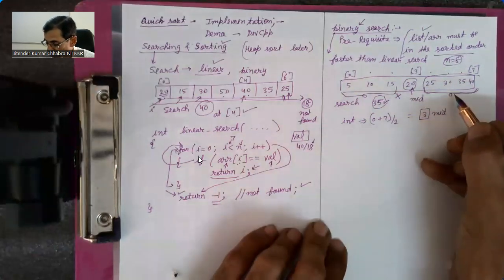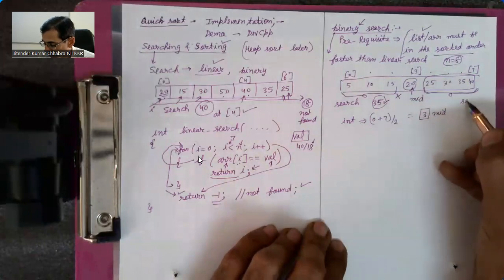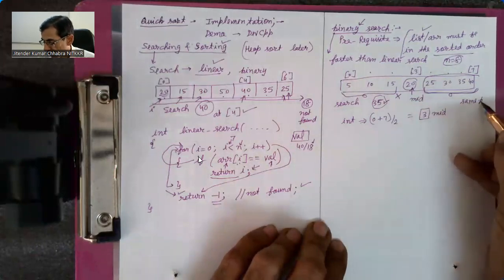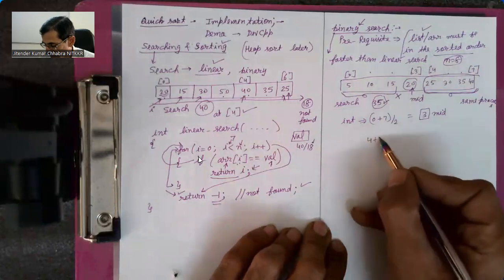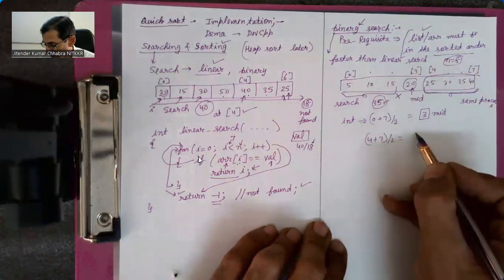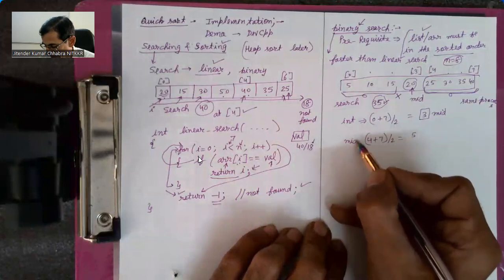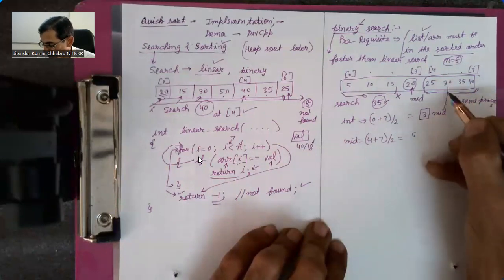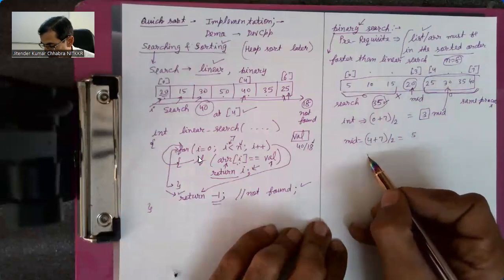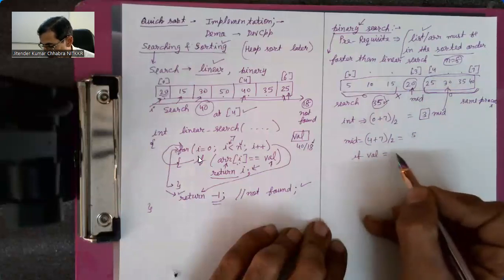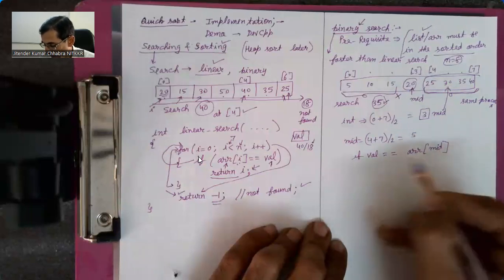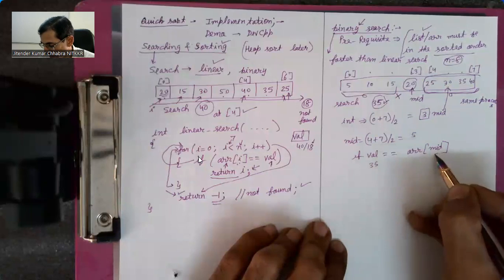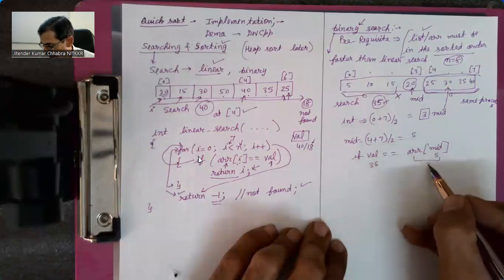How to focus on this? Again, same process. Again, go to the middle of this list. Middle of this list will mean 4 plus 7. So 4 plus 7 by 2 will mean 5. So mid will become 5. That will mean compare with 30. So I will say is val equal to arr[mid]. So val is now 35. Mid is 5. So arr[5] becomes 30.